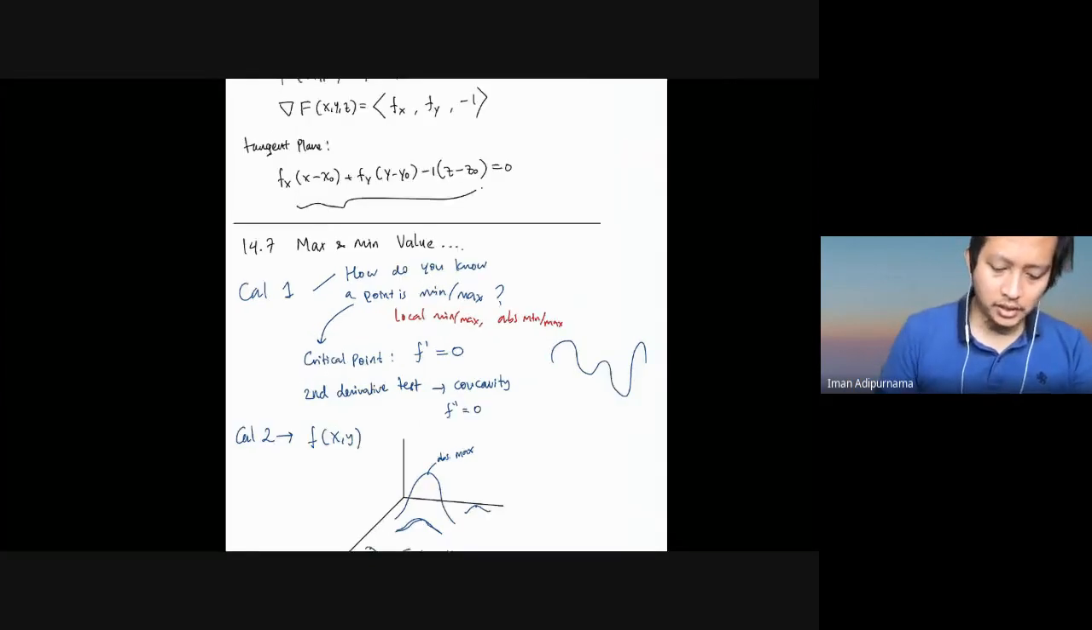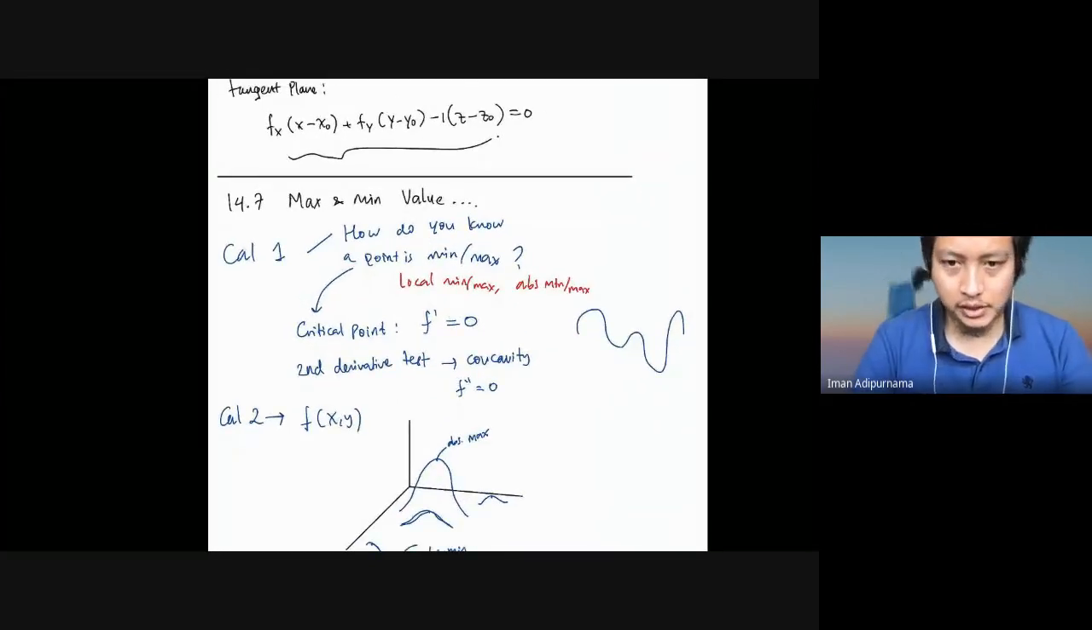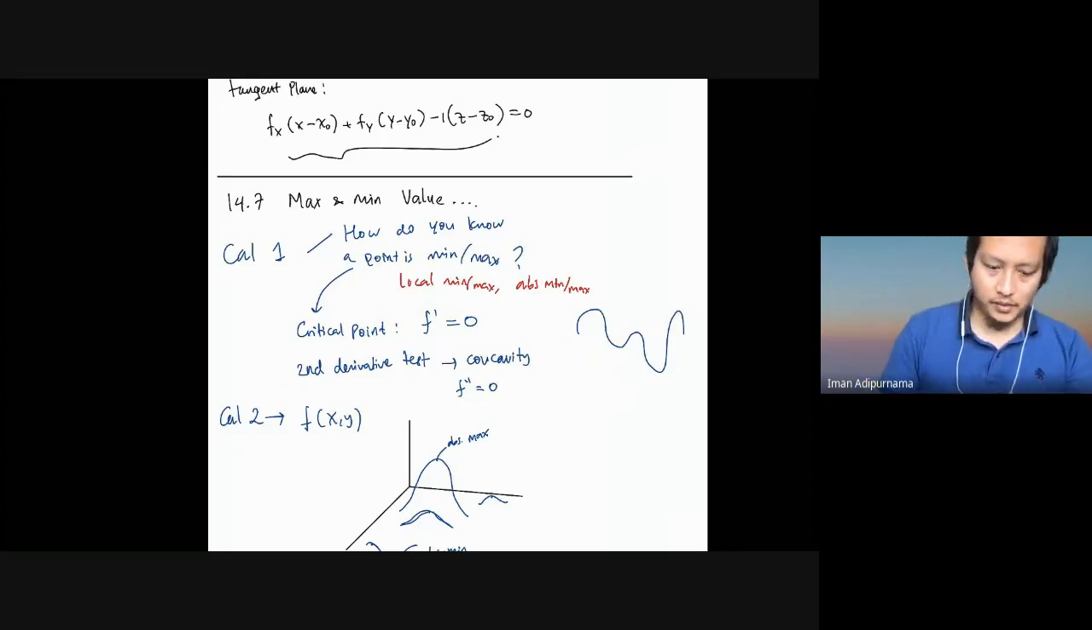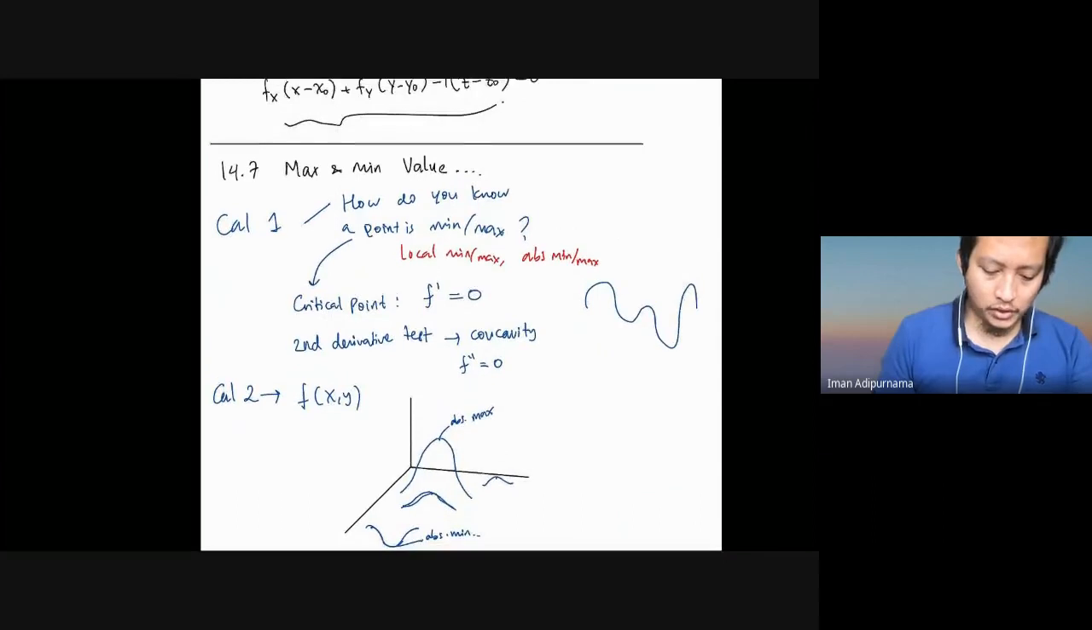Okay, back to 14.7, the maximum and minimum value. Basically, what we are going to do is similar to calculus 1. The first thing we need to do is find the critical points in which the local minimum or maximum might take place. And then similarly, we will use the second derivative test, but in a different way.